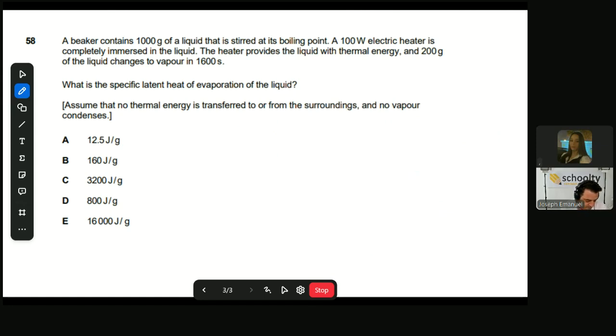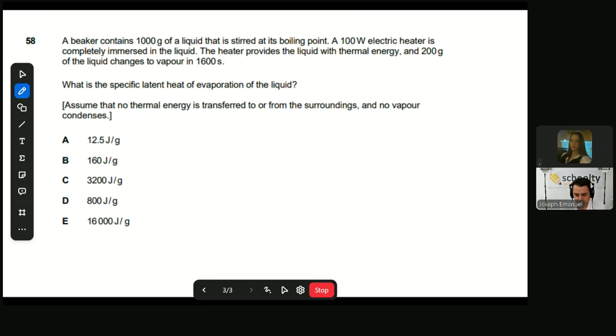Okay, question number 58. A beaker contains 1,000 grams of a liquid that is stirred at its boiling point. At its boiling point, a 100 watts electric heater is completely immersed in the liquid. The heater provides the liquid with thermal energy, and 200 grams of the liquid changes to vapor in 1,600 seconds. What is the specific latent heat of evaporation of the liquid? Assume that no thermal energy is transferred to or from the surroundings, and no vapor condenses.